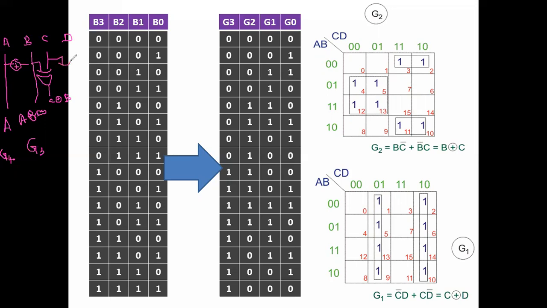And then the equivalent circuit for this you have to design based on the results obtained from the Karnaugh map reduction. C XOR D. That's all.